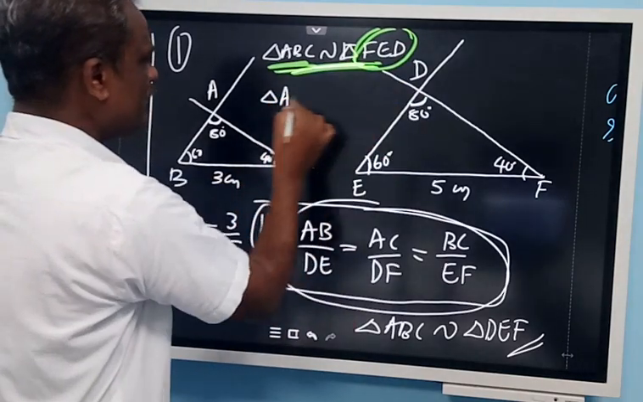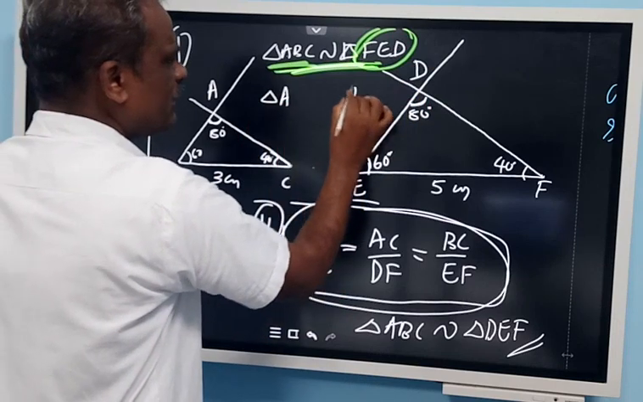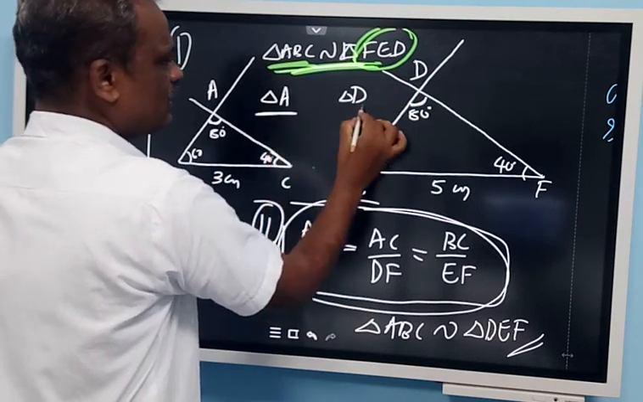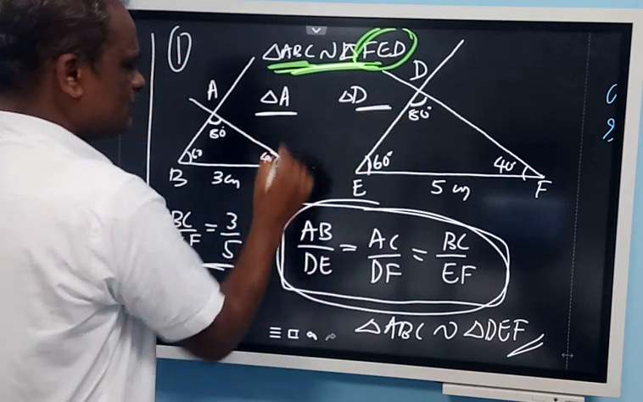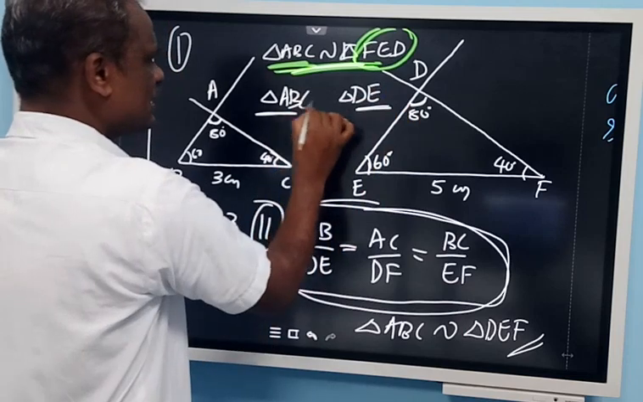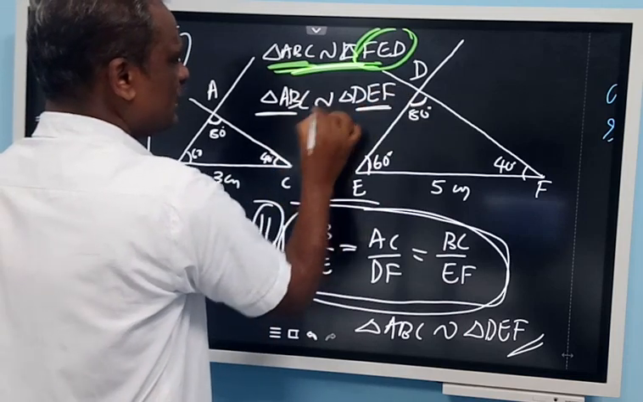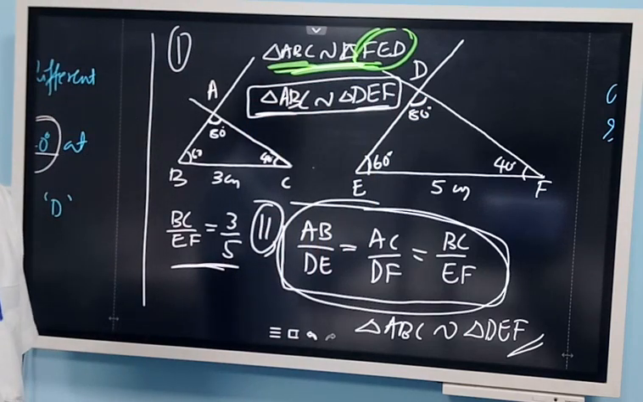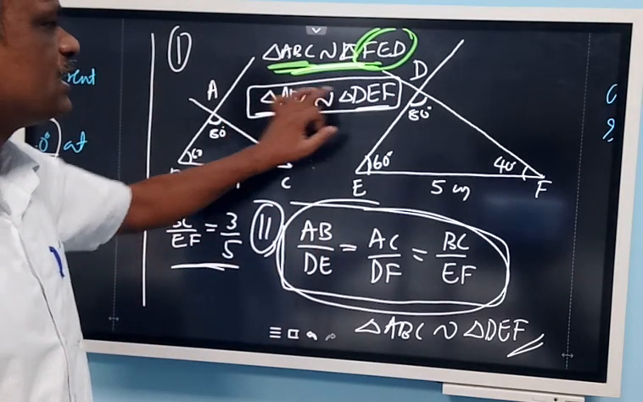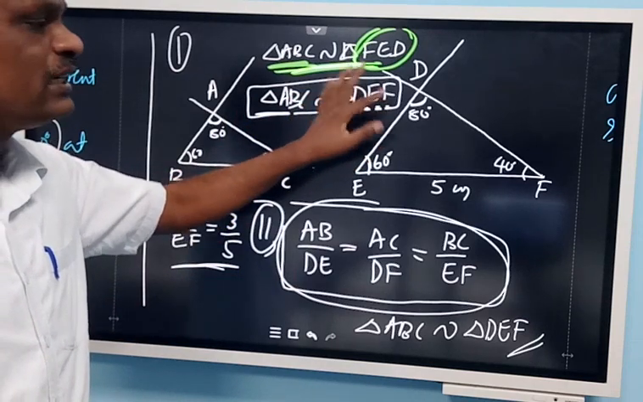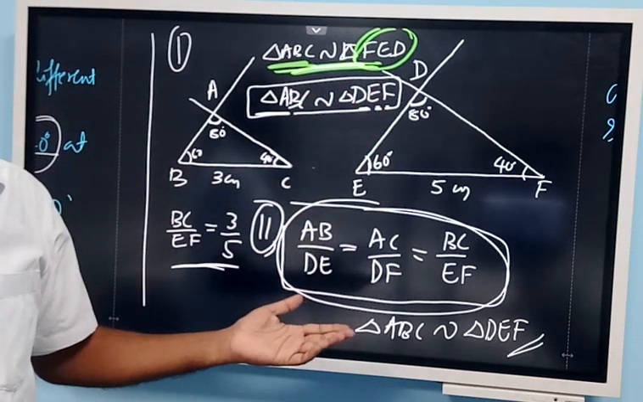For A in the first triangle, what is the corresponding vertex? It should be D. In the first triangle it is A, in the second triangle it is D. In the first triangle it is B, here it is E. And here it is C, here it should be F. So then only you can write like this. Corresponding parts should be in the same order. A corresponds to D, B corresponds to E, C corresponds to F. You cannot write as you like.